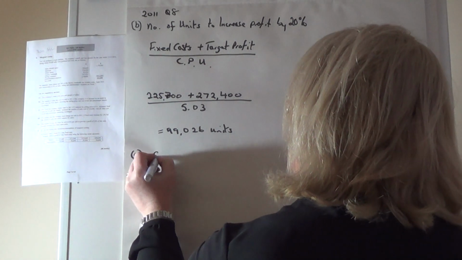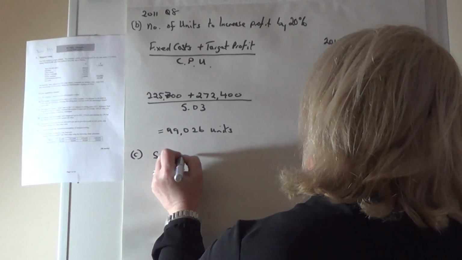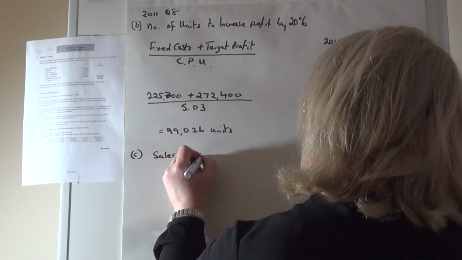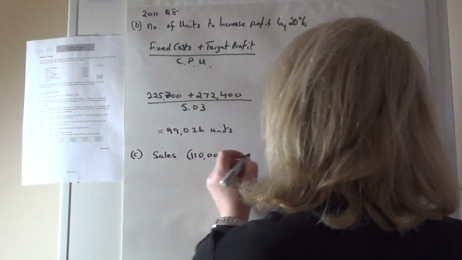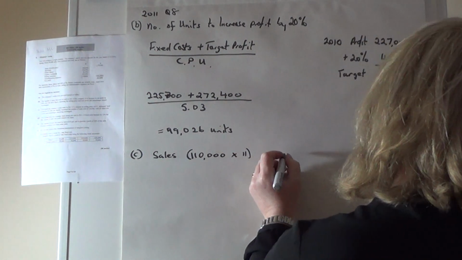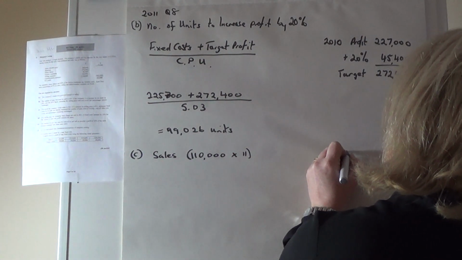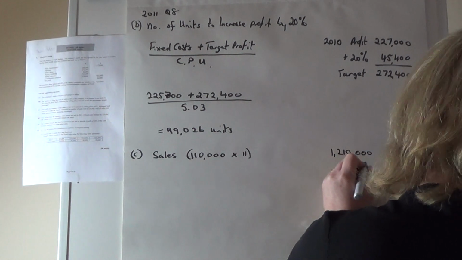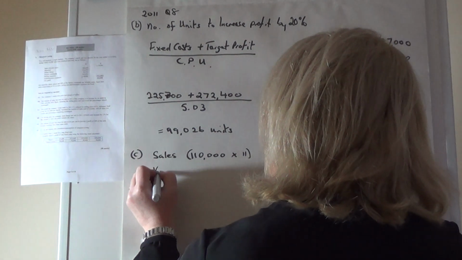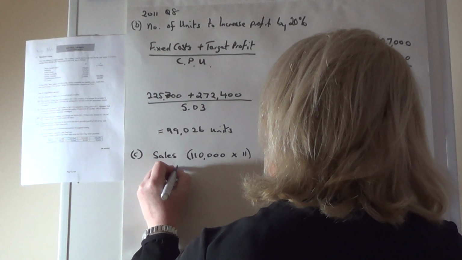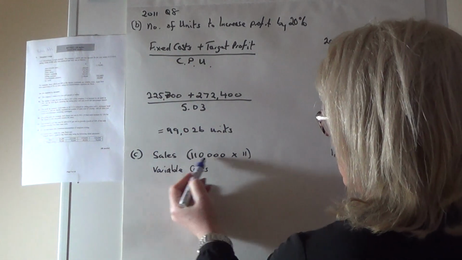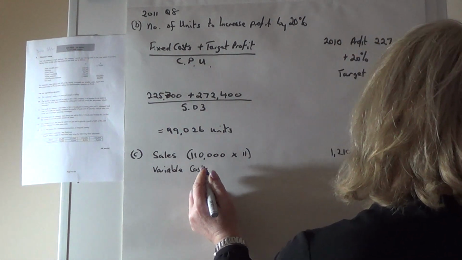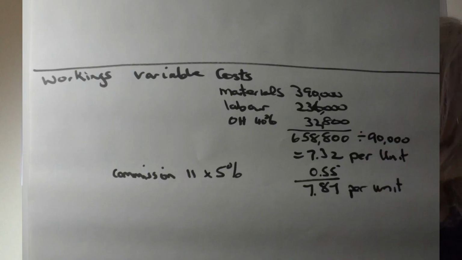So sales are going to be equal to 110,000 units by the new selling price of 11. So that works out at 1,210,000 in sales. Now the variable costs will change because the commission on our new sales figure will change. So I need to recalculate that variable cost per unit.